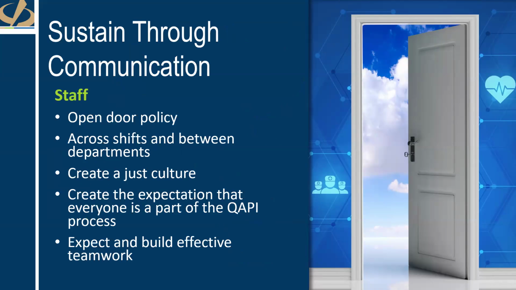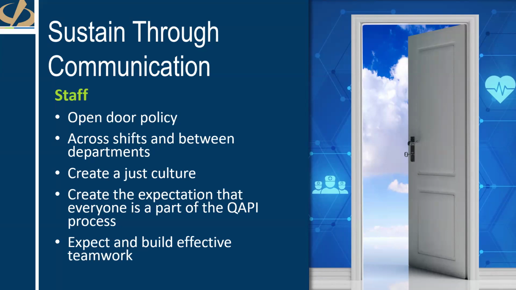Sustaining QAPI efforts requires effective and inclusive communication with staff at all levels of the organization. Open and consistent communication fosters collaboration, builds trust, and ensures that everyone feels valued as a part of the quality improvement process. Encourage open door communication by establishing an open door policy where staff feels comfortable sharing their concerns, ideas, and observations. Leaders should be approachable and willing to listen, creating an environment where feedback is welcome and acted on.